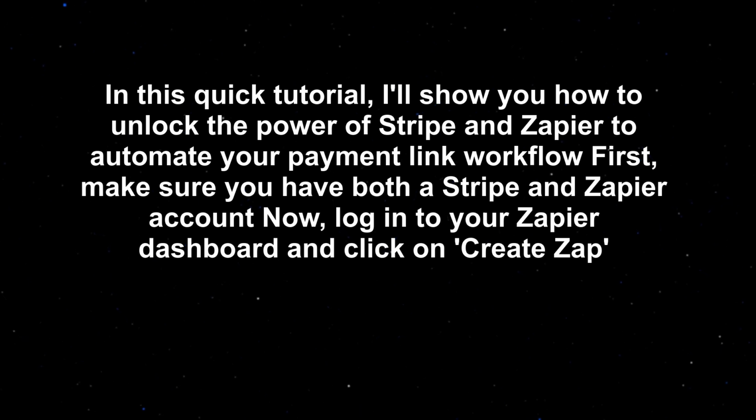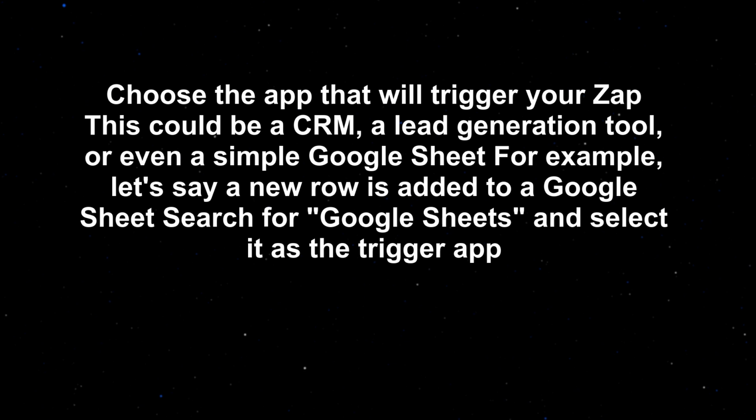Now, log into your Zapier dashboard and click on Create Zap. Choose the app that will trigger your Zap. This could be a CRM, a lead generation tool, or even a simple Google Sheet, for example. Let's say a new row is added to a Google Sheet.